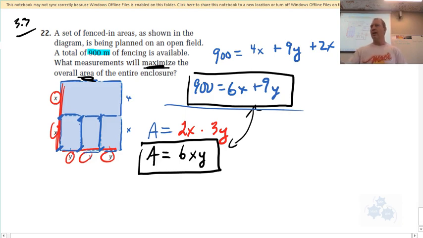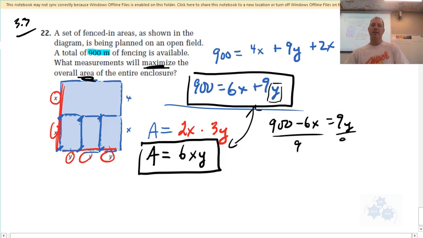And you did this in grade 10. What we're going to do is substitution. Okay? So let's solve for y here for this equation. That's going to be 900 minus 6x equals 9y. Then we're going to divide everything by 9. We're going to get y equals (100 minus 2x) over 3.